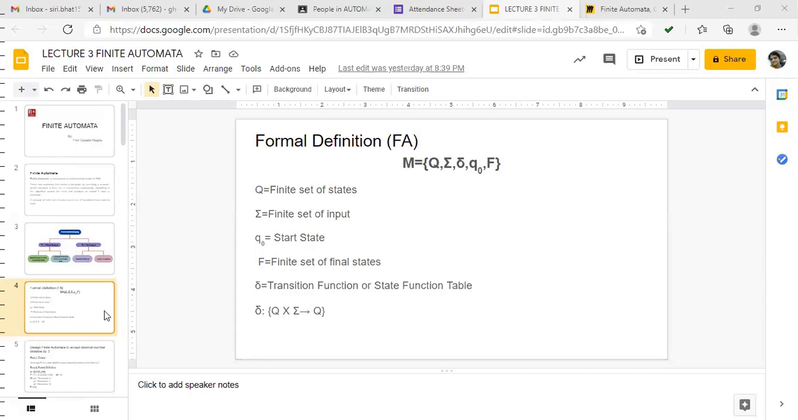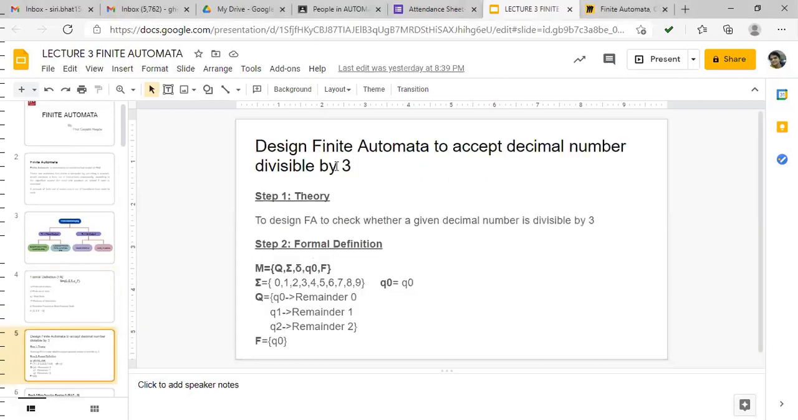Okay, so students, now we'll directly move on to our first example of finite automata. That is, design finite automata to accept decimal number divisible by 3. Since this is our first example, I'll go very slowly, and after that we'll go a bit fast. The first ever example: design finite automata to accept decimal number divisible by 3.